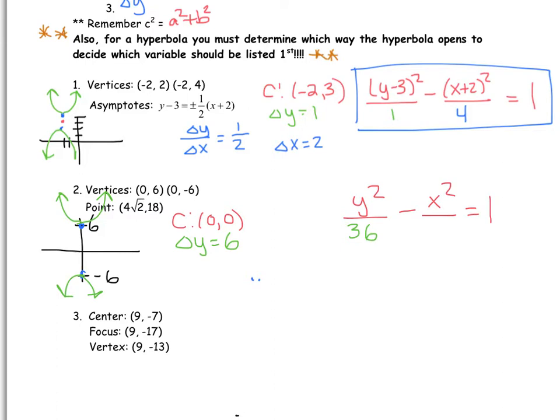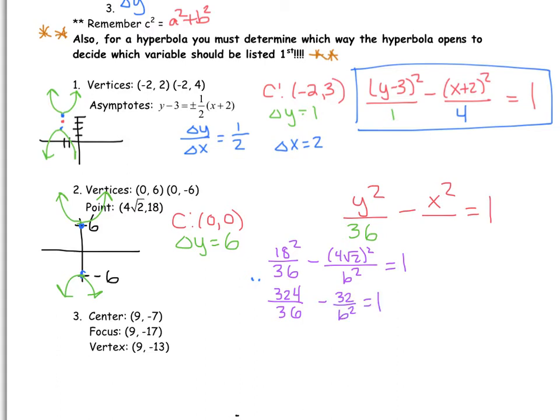Now, with the point on the hyperbola, what I'm going to do is plug in everything that I know, and then plug in the point for x and y. So it's going to look something like this. y is 18 now, so 18 squared over 36 minus x is 4 root 2 squared over b squared, because remember in a hyperbola a always comes first. If I simplify, 18 squared is 324. 4 root 2 squared is 16 times 2, so 32 over b squared.